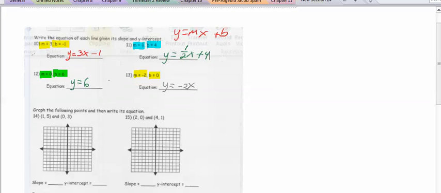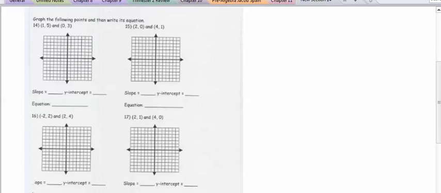Okay, the next part, we are going to graph. So now, they gave us 2 points, and we're going to find our slope 2 ways. I'm going to do rack 'em, stack 'em, subtract 'em as a review for that, and then we're going to graph it and verify that our slope is the same. So we're going to take these 2 ordered pairs that they gave us, 1, 5 and 0, 3.